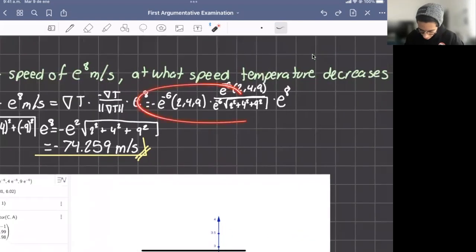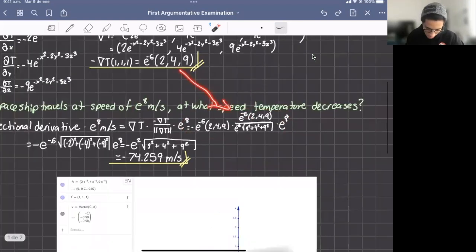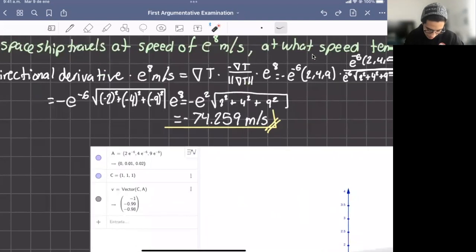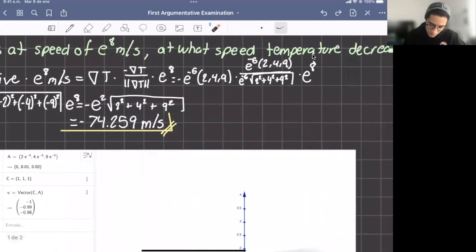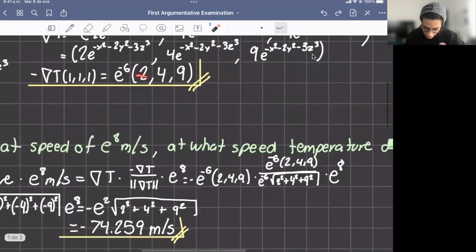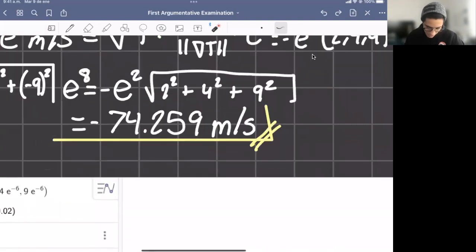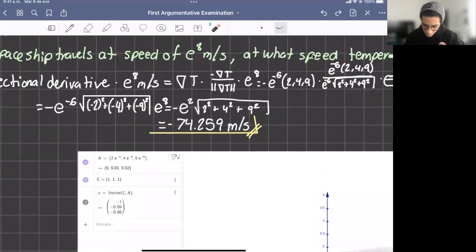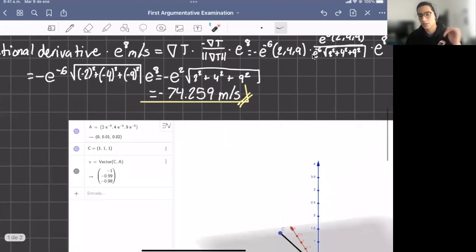We express it with the previous equation that we obtained. And if we start to resolve all this equation, we have negative e elevated to 2 times the square root of each coordinate that we have here, squared. And we have a result of minus 74.259 because it's a speed, so it will have a direction towards negative.